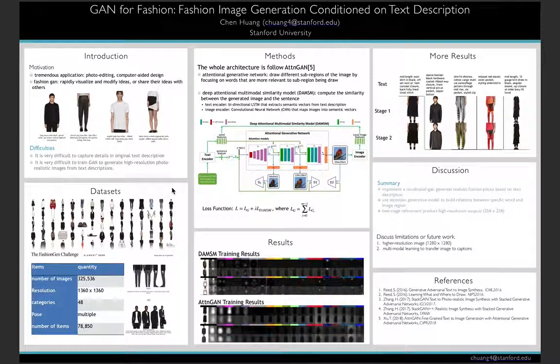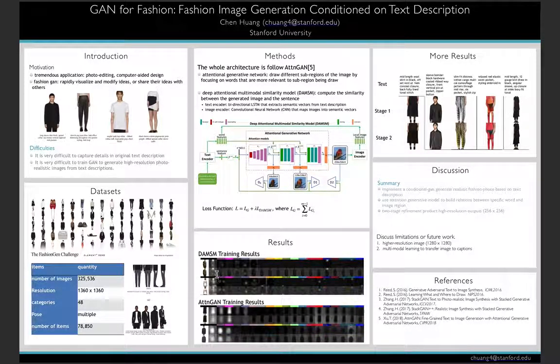And here you see the loss function is twofold. The first part is L_G, the loss function for the generator, and we also use the similarity between the generated image and the text description as a constraint. So you see here L_G plus lambda L_DAMSM. Yeah, that's it.